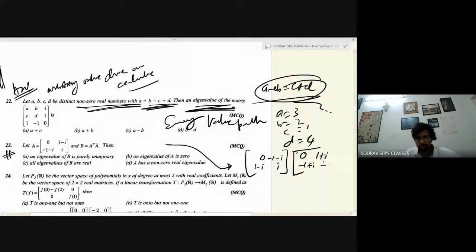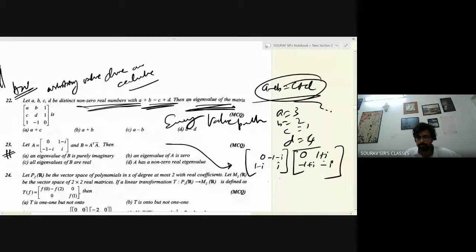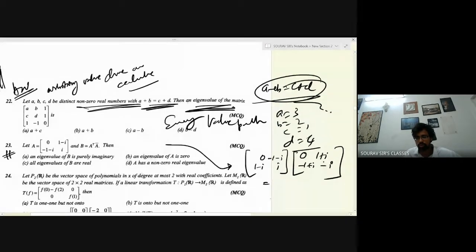So minus zero into 0, minus 1 square, 1, 1, so 2.